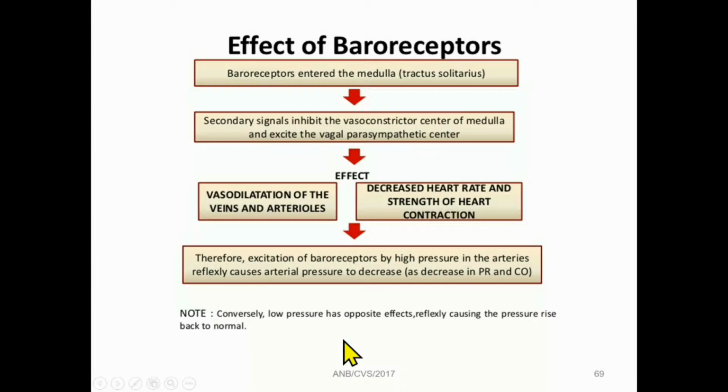Suppose now that blood pressure has fallen to a lower level. What will happen? As usual, the first step remains the same. Baroreceptor fibers enter the medulla, and the secondary signals inhibit the vasodilator area and stimulate the vasoconstrictor area. This causes an increase in the force of contraction of the heart, an increase in the velocity of impulse conduction, and an increase in the excitability of the heart.